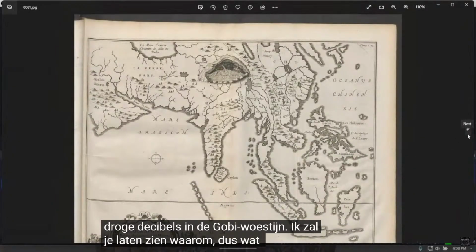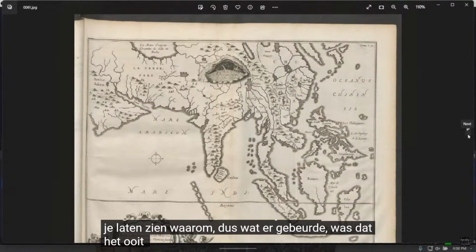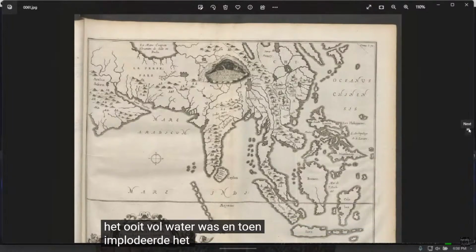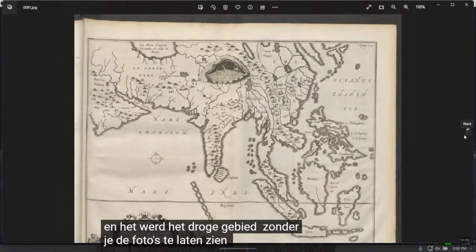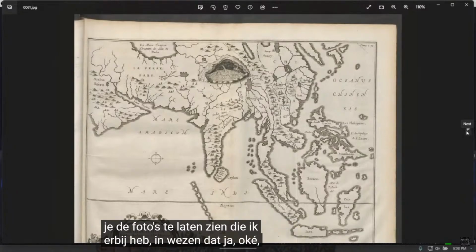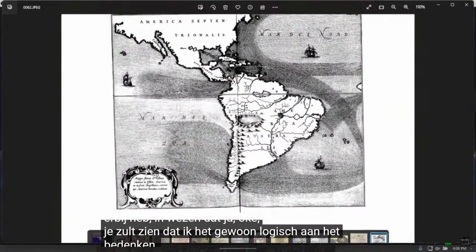I'll show you what I think. So what happened was, at one time it was full of water, and then it imploded. It emptied of water, and it became the dry area. Without showing you the pictures that I've got to go with it, essentially that, yes. You're going to see. I'm just logically thinking it out.